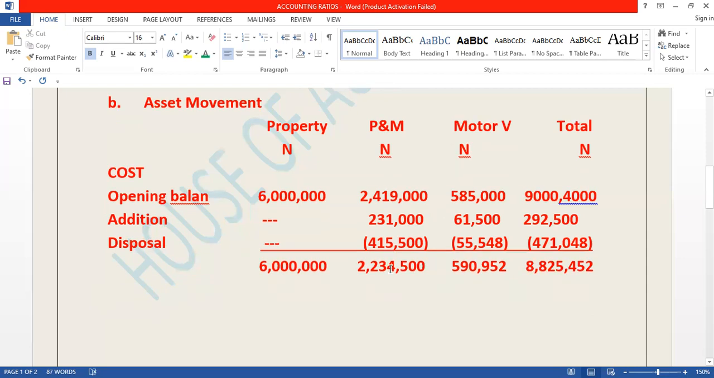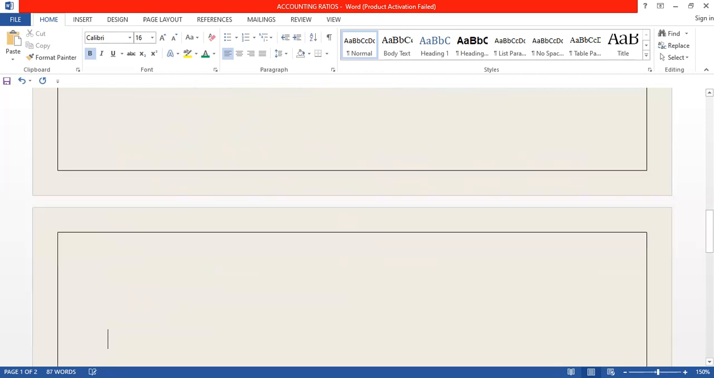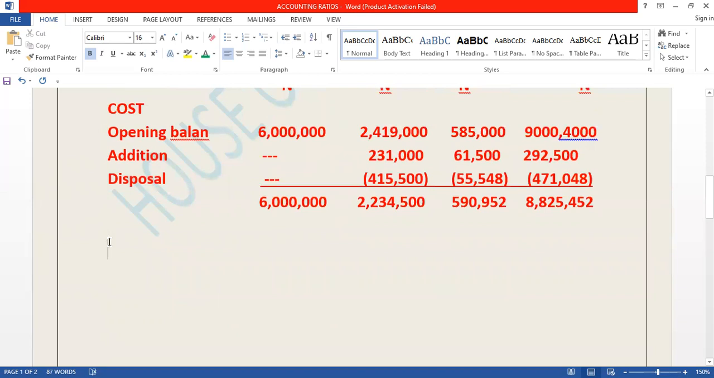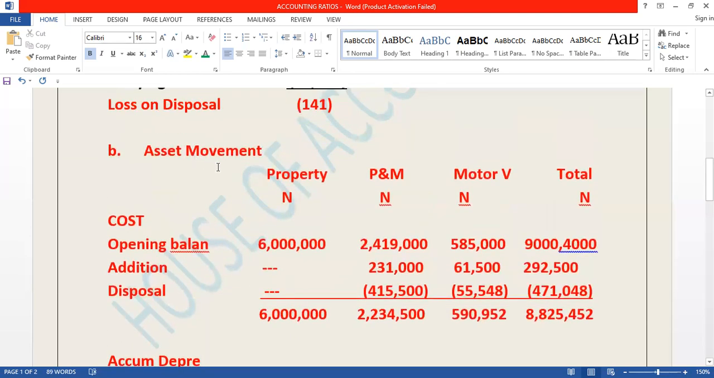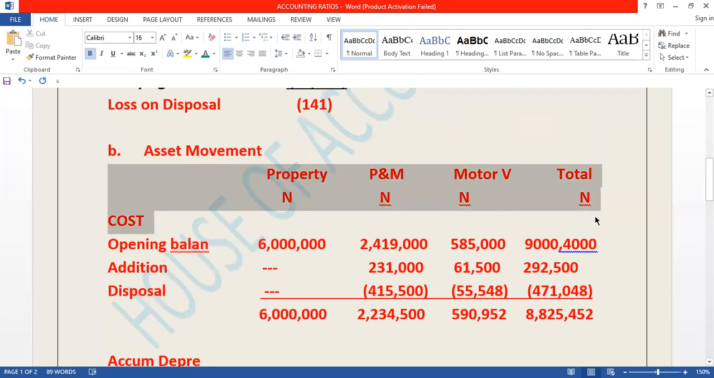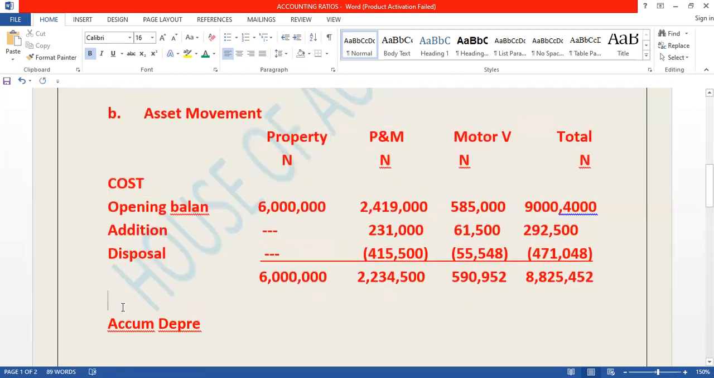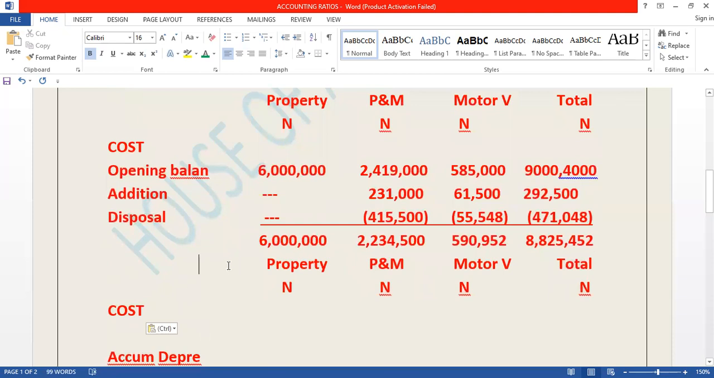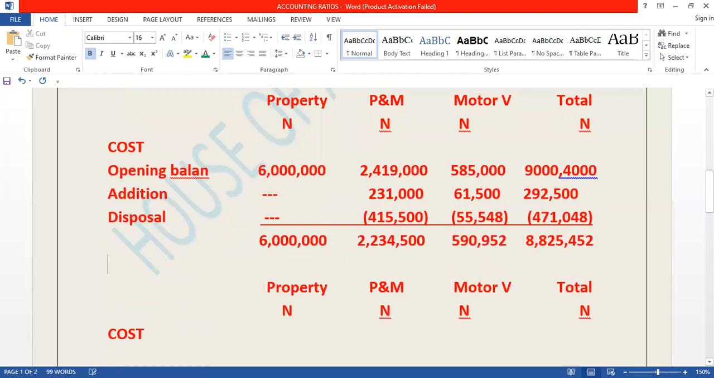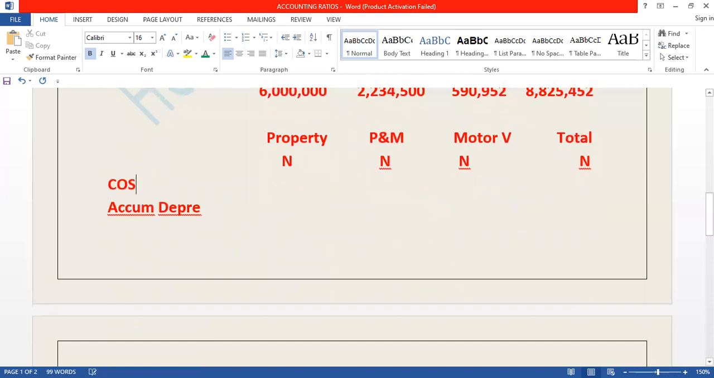And this is the cost aspect. We still need to calculate the depreciation aspect, so we are going to call this accrued depreciation. Are you getting that now? Everything we have here will still remain the same, so I think I should pick this and paste it here. Just a minute. So this is how the asset movement is all about.